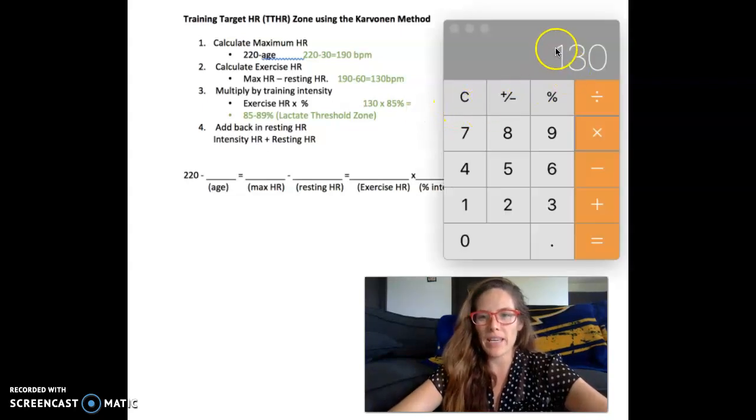Okay, so I pulled in my calculator here for us to look at. I'm going to clear this out: 130 times 85%. Do I type in 85?